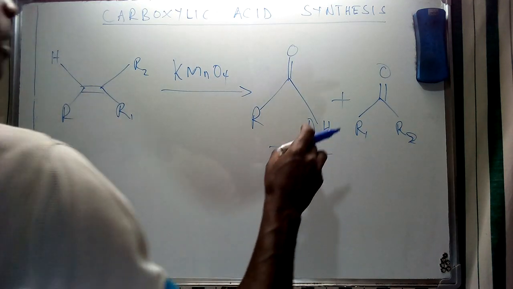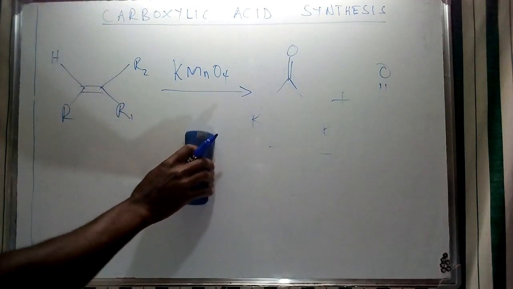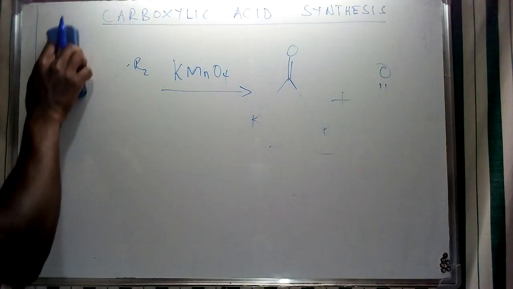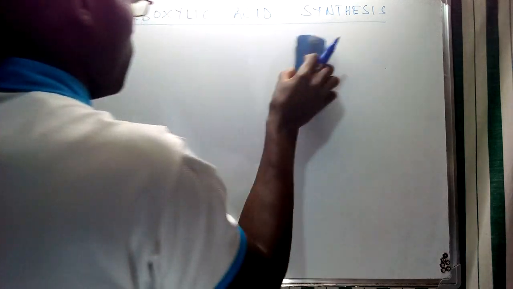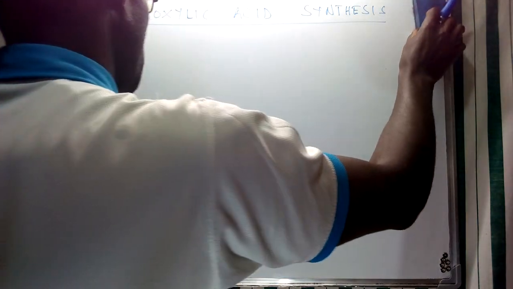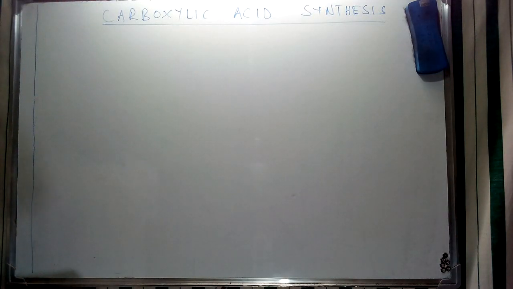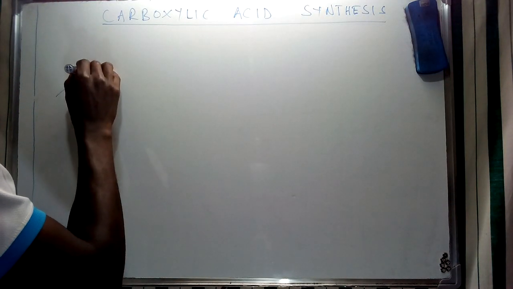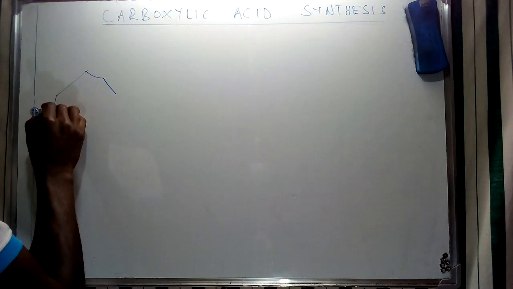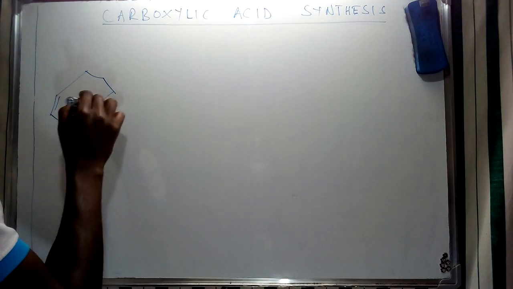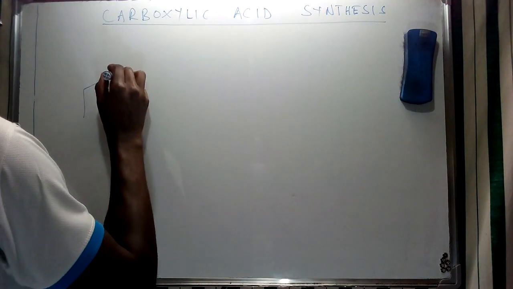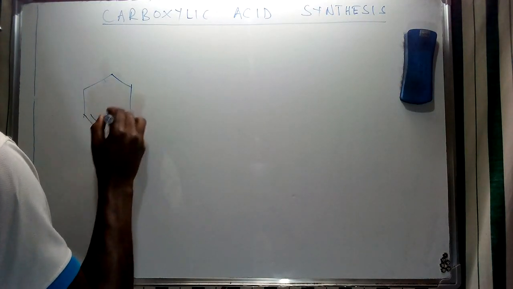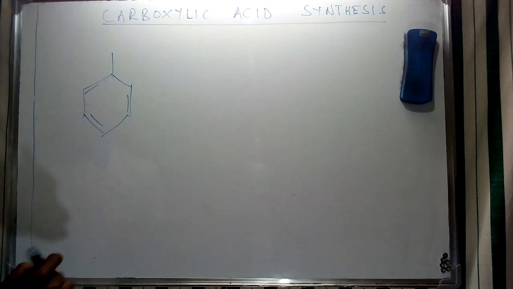And next, we can use another procedure, that is, oxidation of alkyl benzenes. These are substituted benzenes that we had looked at in one of our videos on the structure of benzene and its derivatives. So in this case, I'm going to use methyl benzene. If we have a methyl benzene that is substituted, we're going to illustrate this one like that.